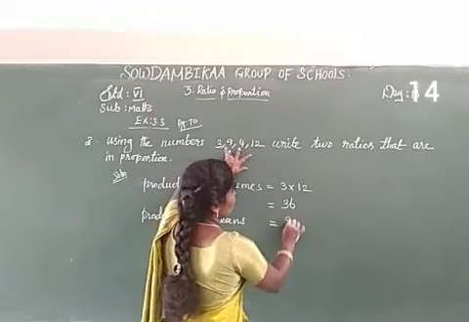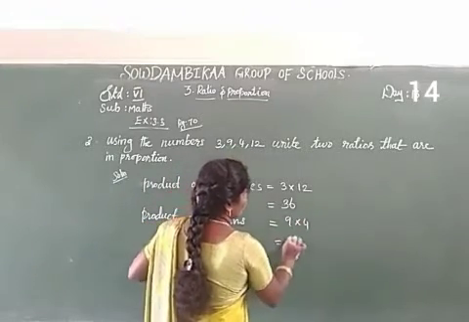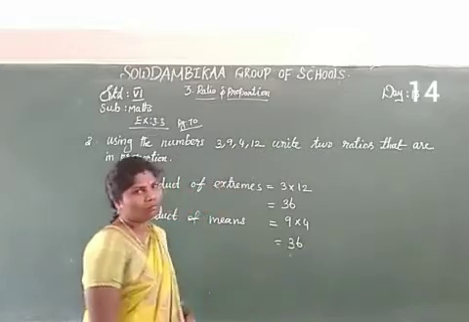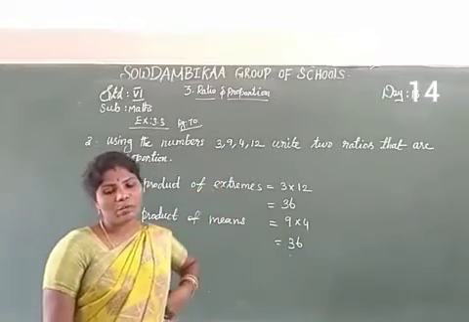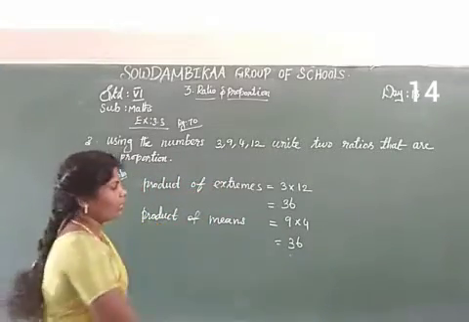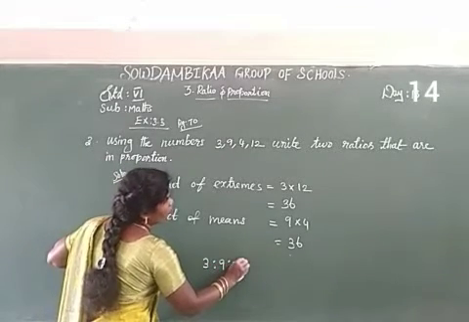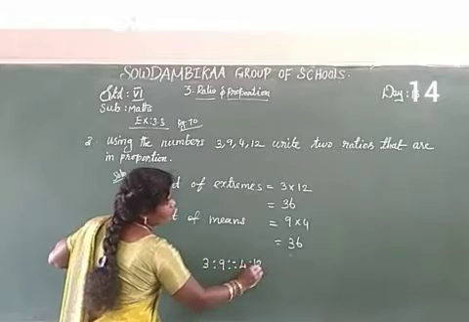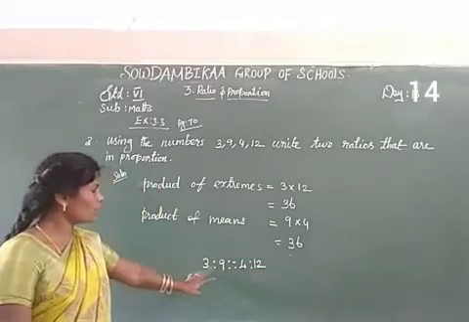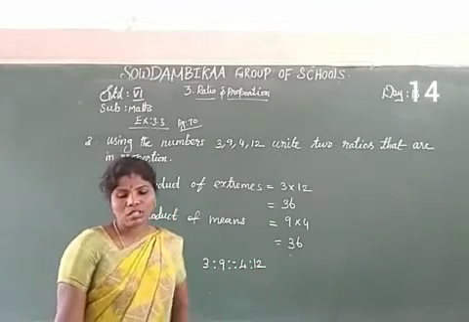9 4s are 36. The product of extremes and the product of means are equal. Now 3 is to 9 is equal to 4 is to 12. This is the ratio of proportion: 3 is to 9 is equal to 4 is to 12.